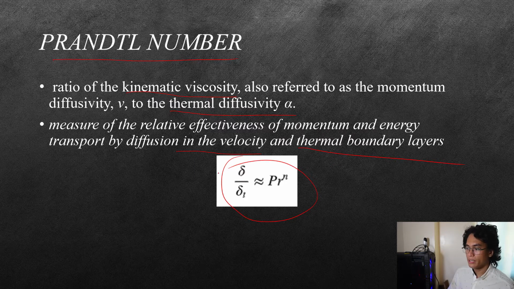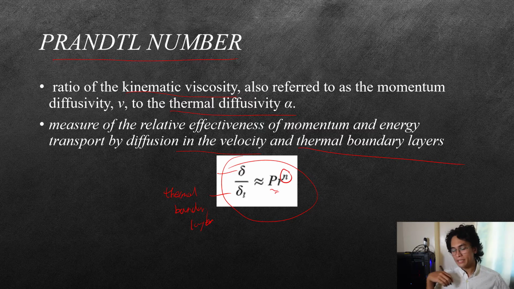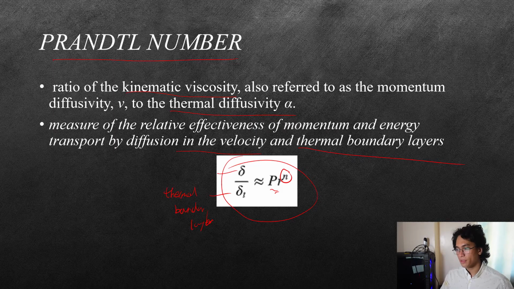This is the boundary layer, the distance to the boundary layer, and this is the thermal boundary layer. And this is the Prandtl number raised to the exponent n. This n is varied depending on the type of fluid concerned.